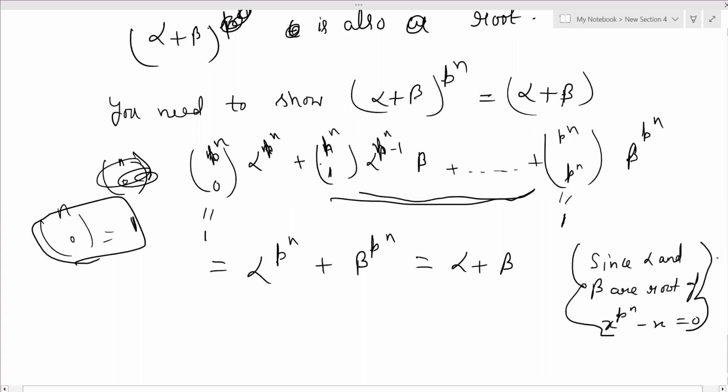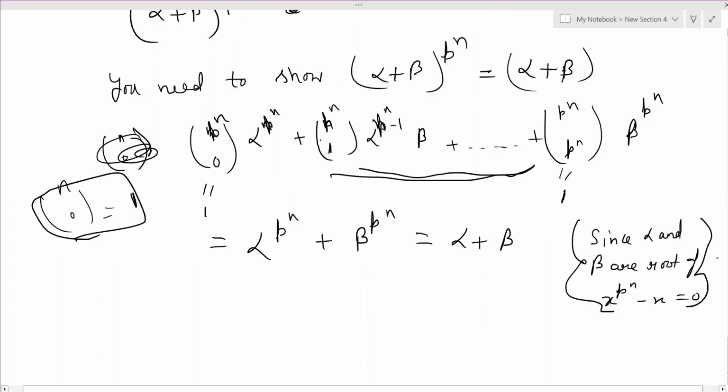So now how will this be? How will all terms be 0? How can you say something is 0 in Zp? Because these are all in Zp, a finite field Zp. It should be some multiple of p, right? Yes, it is a multiple of p. You can see all coefficients are multiples of p.